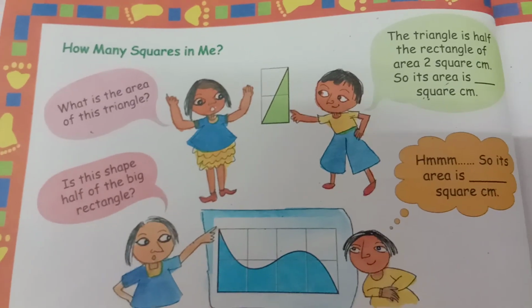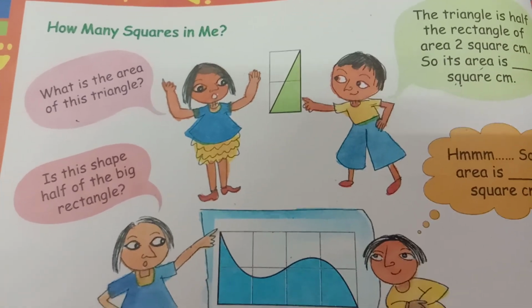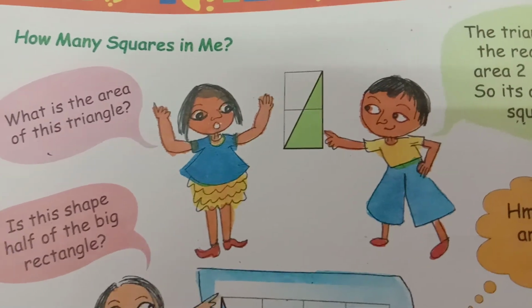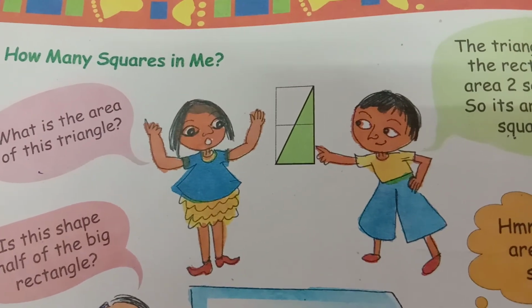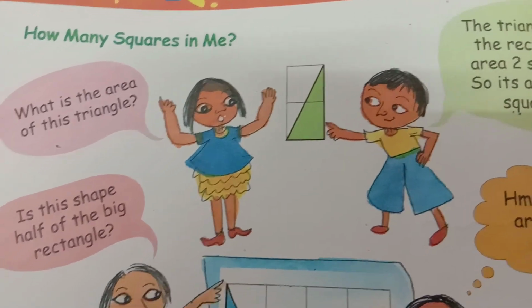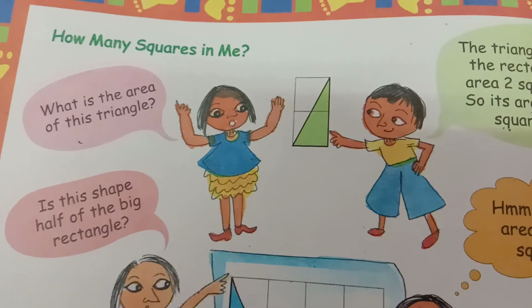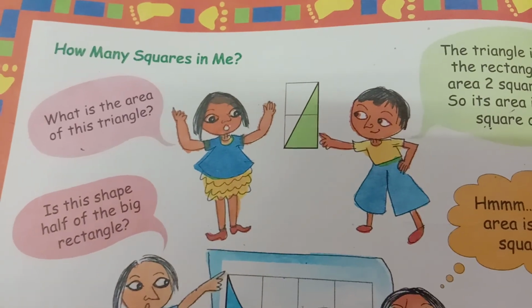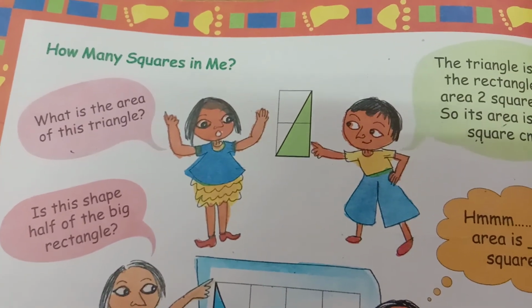See next, how many squares in me? What is the area of this triangle? Yes, here is a rectangle and this rectangle is divided into 2 triangles. One is shaded with a green color. What is the area of this triangle? Yes, how do you find area of this triangle? Because the triangle is covering half of the area of the rectangle. So first find area of the rectangle.